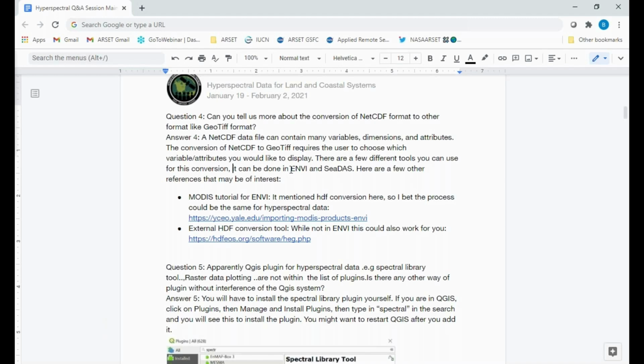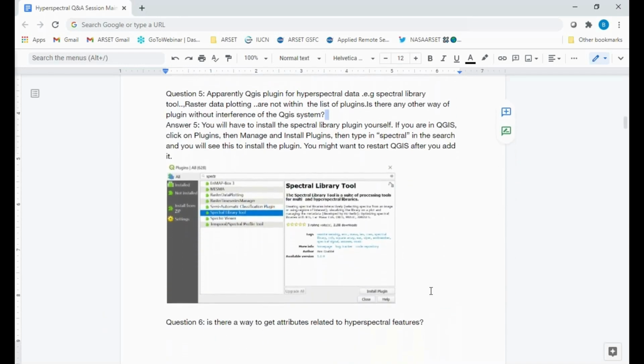And you'll notice Amber's put a couple of links here to some methods of doing this in ENVI especially. And if you're interested in doing that in QGIS, I would encourage you to just explore that export feature. And then you can also do some searching on QGIS's website as well, which we have linked in the slides, which has a really nice platform where you can ask questions about how to use QGIS in general. And then we'll go ahead and move to question 5, which is apparently QGIS plugin for hyperspectral data.